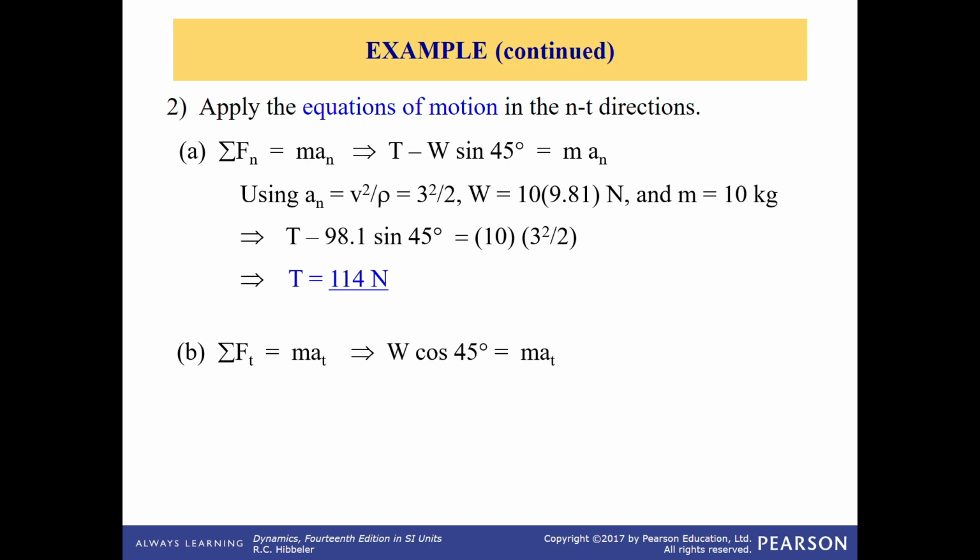Okay, so I have this value, 10 times 9.81. This one also I have 10. Actually I can just cancel it down because this is actually mg, but it doesn't matter because I just want to find a_t here. So a_t from this equation is 98.1 cos 45 divided by 10, and you will get a_t equal to 6.94 meter per second squared.